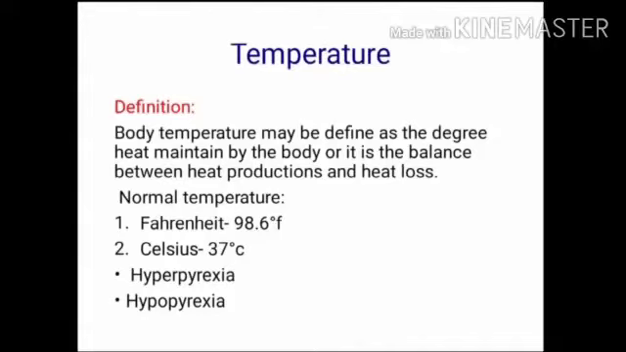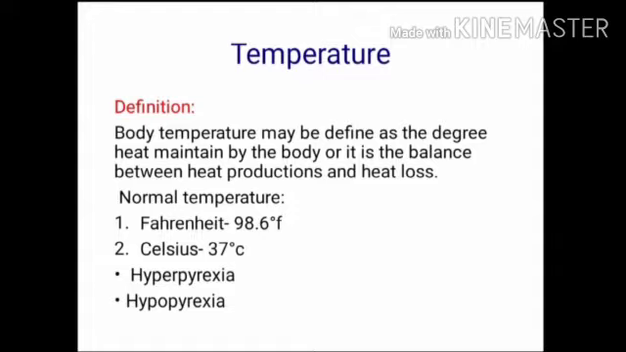Now we will see what temperature is. Definition: body temperature may be defined as the degree of heat maintained by the body, or it is the balance between heat production and heat loss. Normal temperature we measure in two units, Fahrenheit or Celsius. In Fahrenheit, normal temperature is 98.6 degrees Fahrenheit, and in Celsius, normal temperature is 37 degrees Celsius.